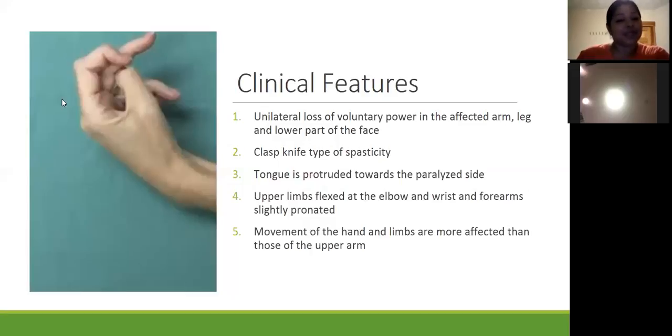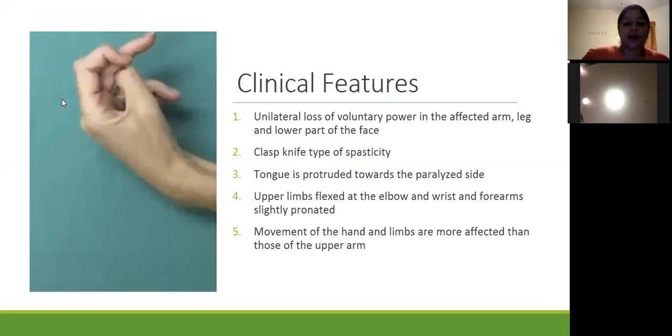So as you can see here, the more we look at the details of how this is occurring and how it is presenting, we can see what they meant when they described hardening or drying of the sitas and snayus, or the arteries and tendons. The tendons drying and becoming non-elastic is what causes that deformation, okay? There'll also be movement of the hands and limbs are more affected than those in the upper arm.